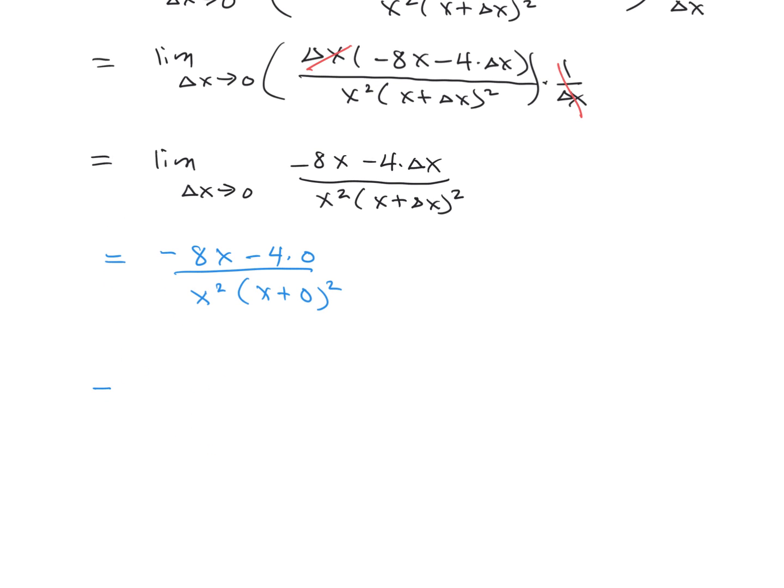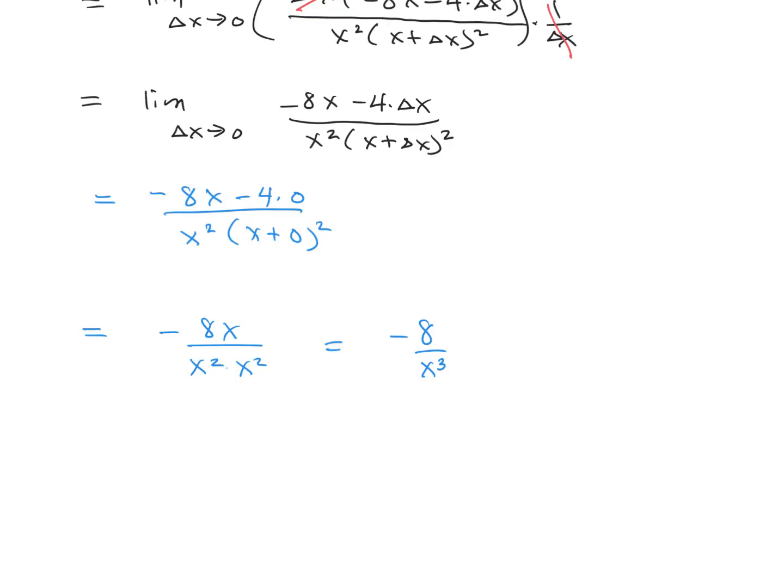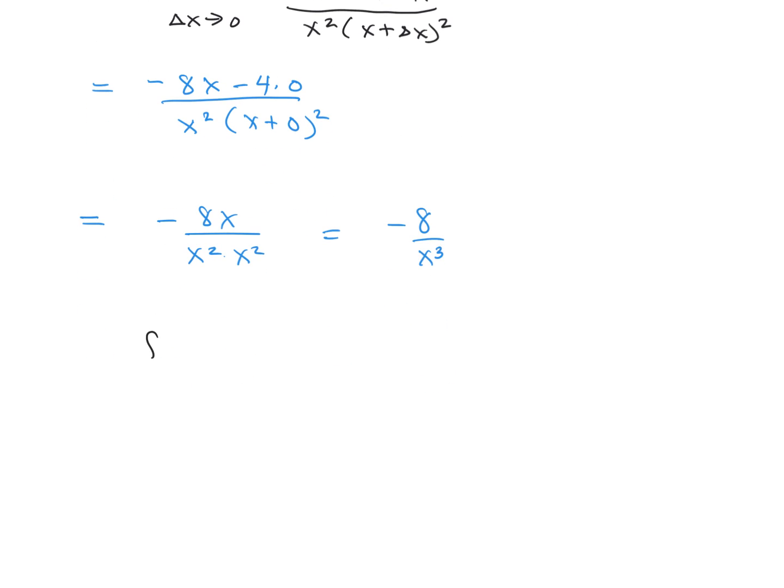That's going to simplify down to just negative 8 times x over x squared times x squared, which is going to simplify down to just negative 8 over x to the third power. So we found out that our derivative, when it's all said and done, is f prime of x is equal to negative 8 divided by x to the third power.